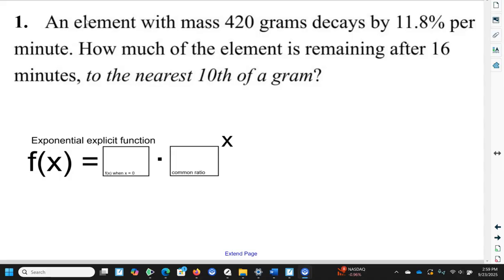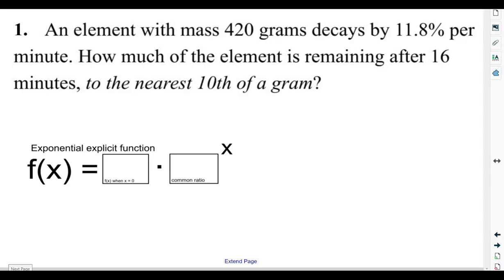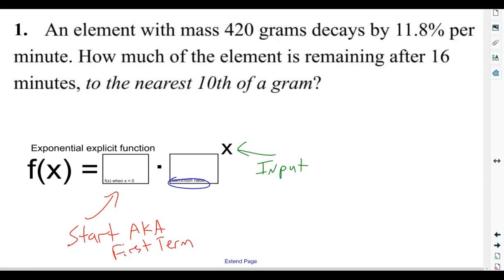decays by 11.8% per minute. How much of the element is remaining after 16 minutes to the nearest tenth of a gram? So here I have my explicit exponential function, and we're just going to plug in everything that we need. So I want to highlight everything that we need here. First, the start, aka the first term. We will need the common ratio, and we'll need the input. They give us the input on this one.